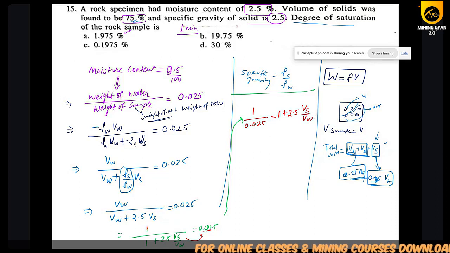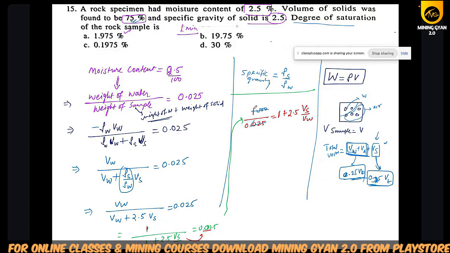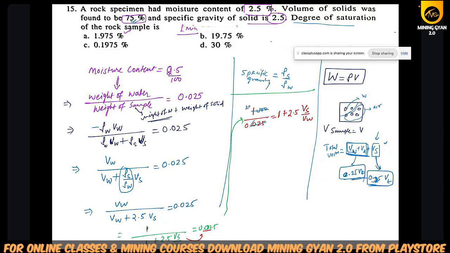Okay, so after solving this point, it will be 40. So 40 equal to 1 plus 2.5 Vs divided by Vw. So it will go this side. This will be 39 divided by 2.5, which will equal to Vs by Vw.